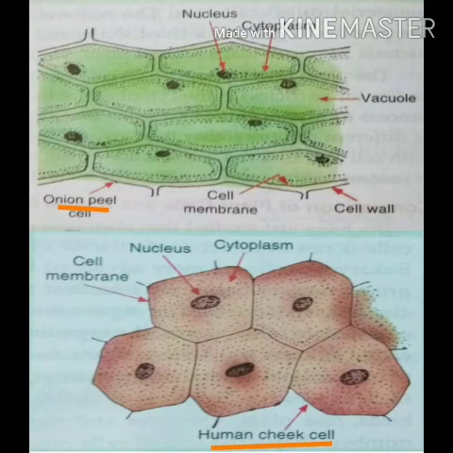But in the onion peel slide, you will find that one additional layer is present on the outside of the cell membrane. In plant cell structure, you will find one more layer outside that cell membrane, that is known as cell wall. And this cell wall you will be able to see only in the plant cell. In animal cell slide you will not be able to see this structure, as cell wall is present only in plant cell. Remember this.